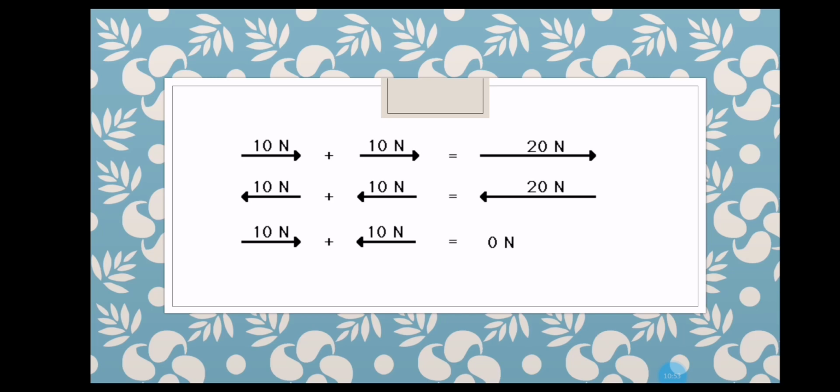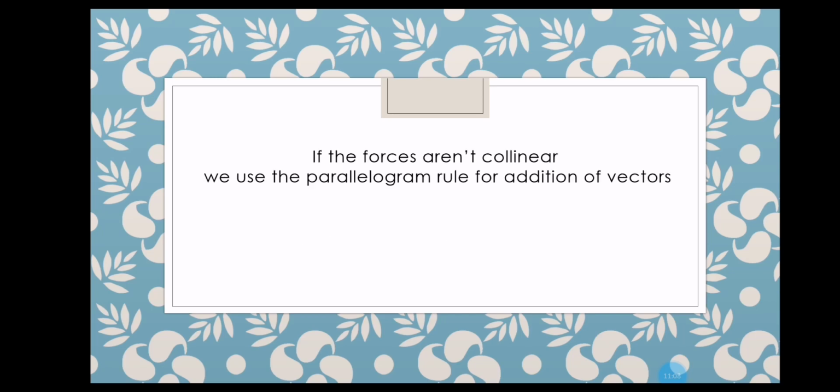Example, 10 Newton plus 10 Newton, both of them to the right, you get 20 newtons to the right. 10 Newton and 10 Newton to the left, 20 newtons to the left. 10 Newton and 10 Newton, one to the right and one to the left, you'll get 0 Newton.